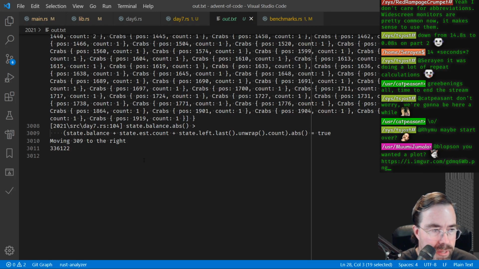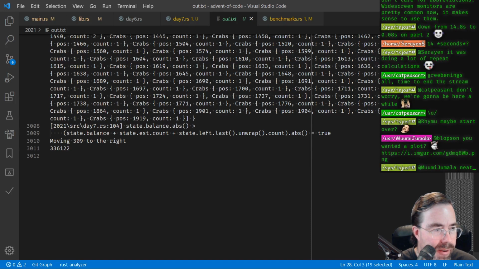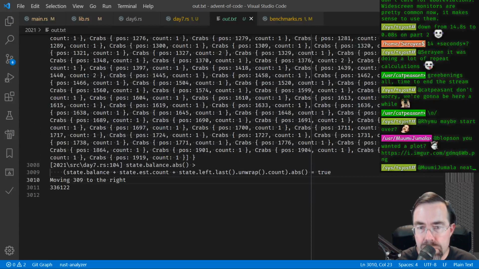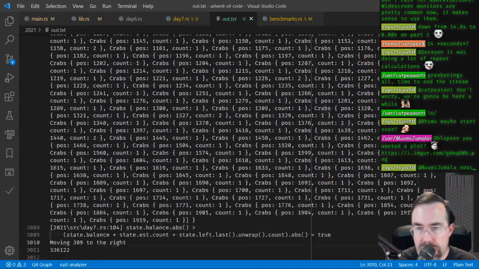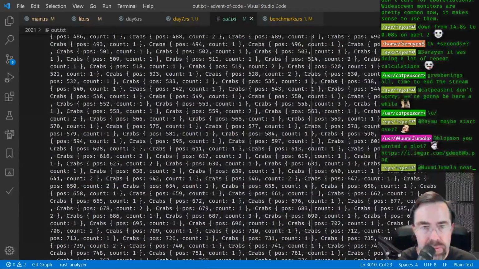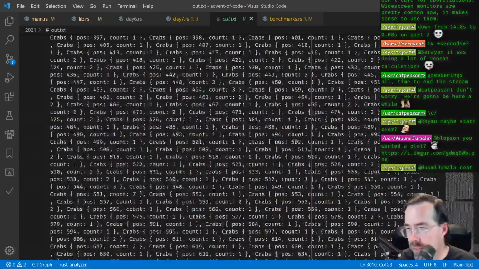Maybe start over? Gonna be here a while? Don't care for abbreviations. White screen monitor is pretty common. It makes sense to use them. Yeah. Well, it could be just that my... wow, there's a lot of crabs at the end.